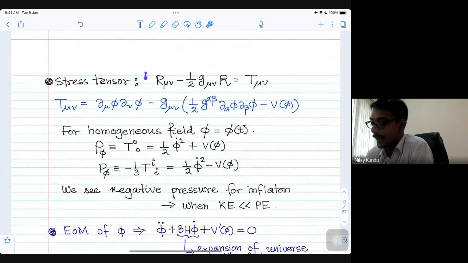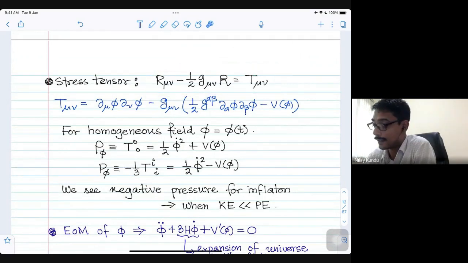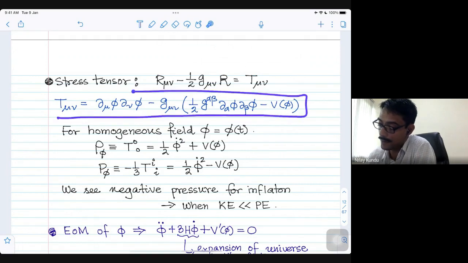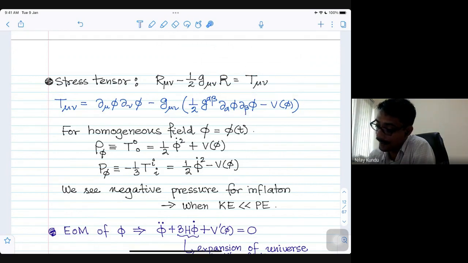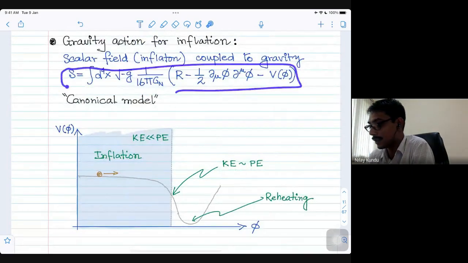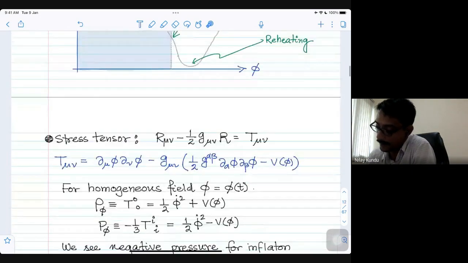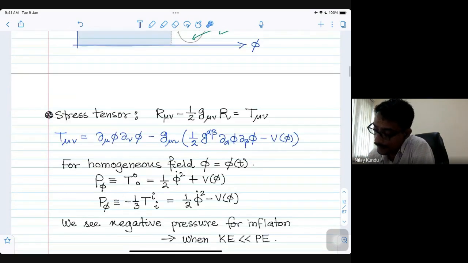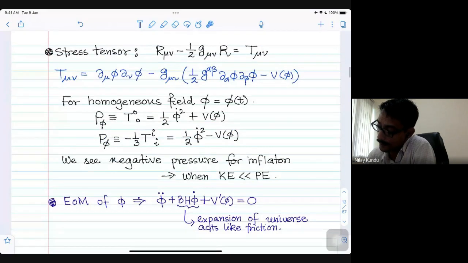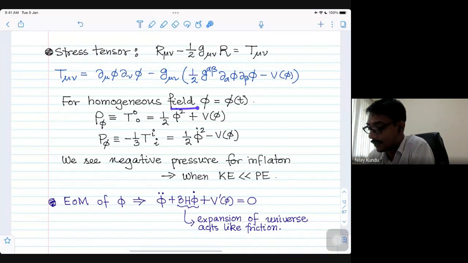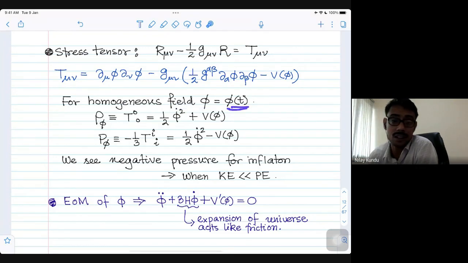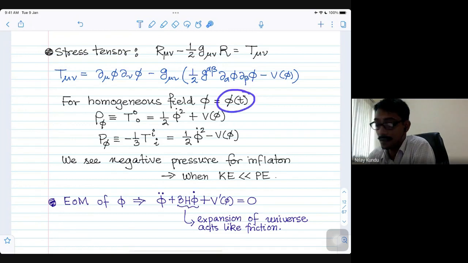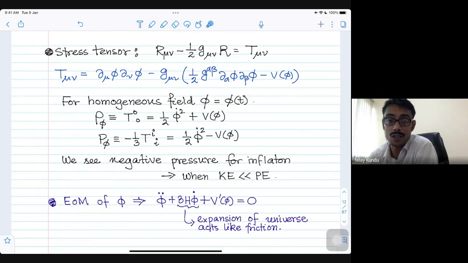So we should be looking at Einstein's equations, and on the right hand side we have some stress energy tensor. That stress energy tensor for the scalar field can be written like this, which directly follows from this action over here. This is some standard field theory calculation. You can verify that. If our inflaton field is homogeneous, that means it doesn't depend on the position. It's constant over x, y, z.